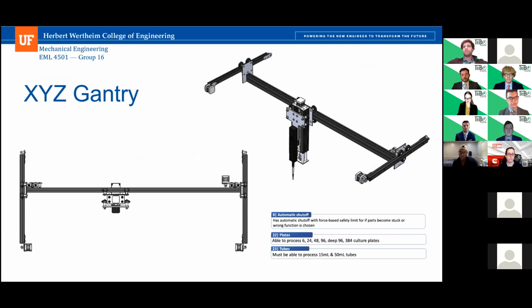So for our gantry subsystem, we based our gantry on those used mostly in 3D printers. So for our X and Y movement, we use primarily belts. And for our Z direction, we use a lead screw. And the gantry contains limit switches in each direction of motion in order to obtain closed loop control of the system. And this allows for accurate and precise movement of our liquid handling subsystem.